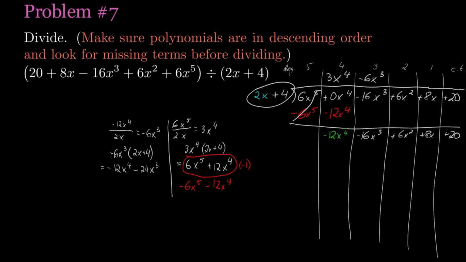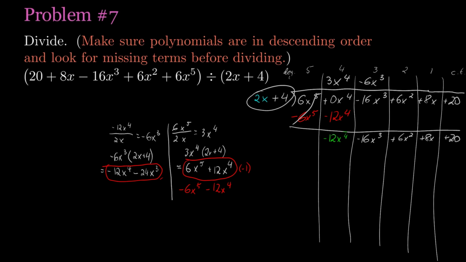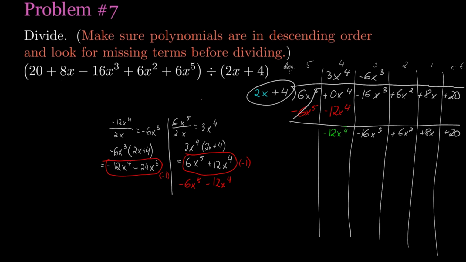We multiply that by -1, again since we have to subtract it from the current dividend, to make it an addition, to make it easier. So we get plus 12x to the fourth and plus 24x cubed. Minding the columns of proper degrees, we write it down under the current dividend and perform the addition.